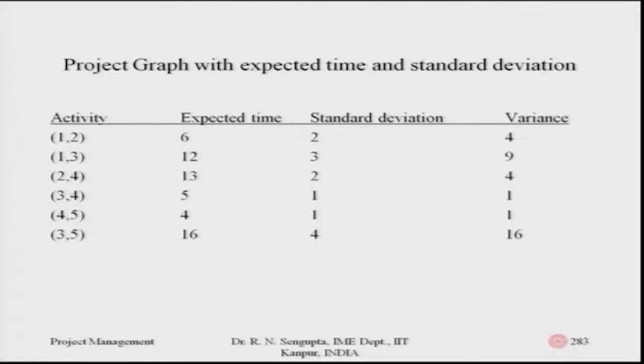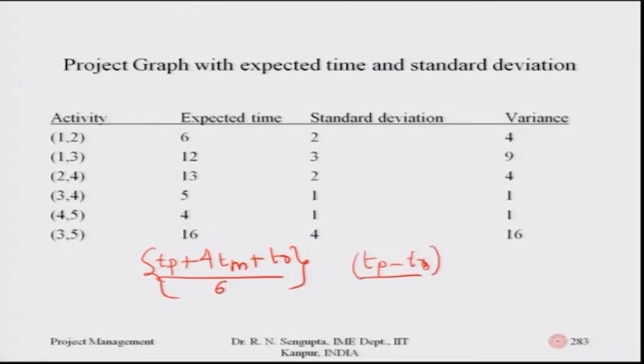Then, based on the pessimistic time and the optimistic time, you find out the standard deviation using this formula. Your actual formula, if you remember, I am repeating again: the expected time is found out using the pessimistic time plus 4 times the most likely time plus the optimistic time, all divided by 6. And if I want to find out the variance, it would basically be the pessimistic time minus the optimistic time, divided by 6, whole square. Use these formulas to find this and this, given the information, which let me highlight: TP, TM, TO.